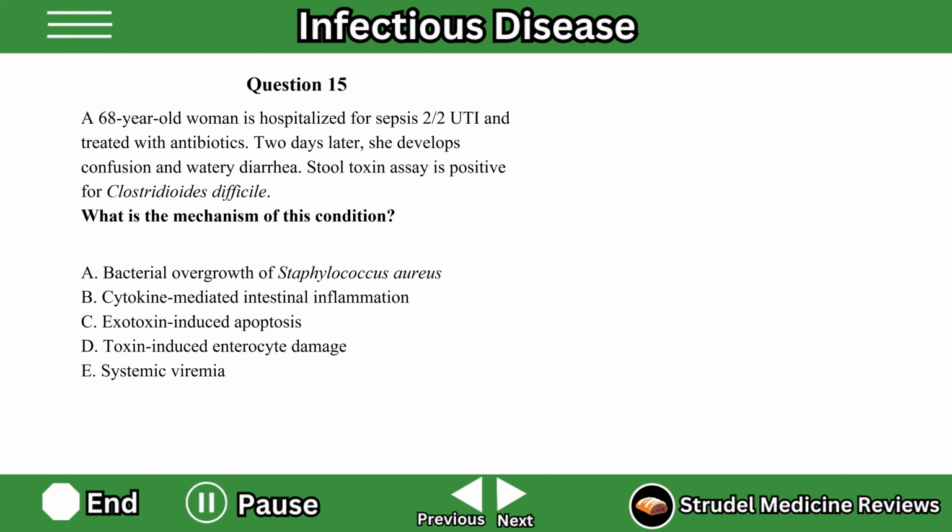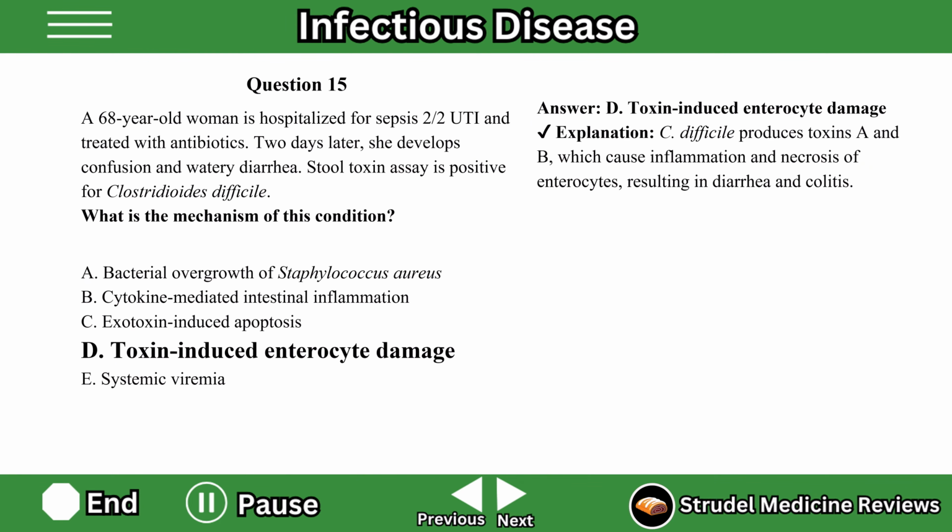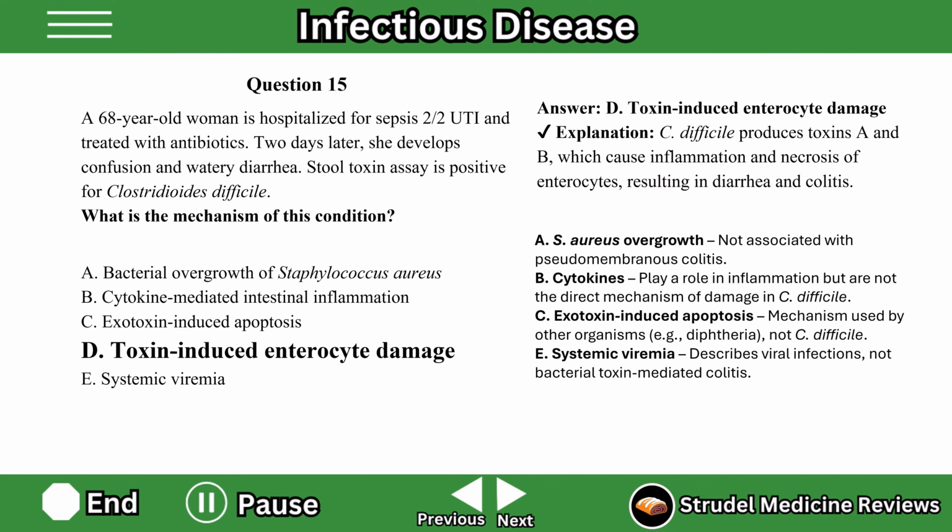So here you should be thinking of D, toxin-induced enterocyte damage. And remember that C. diff produces toxins A and B, which can cause inflammation and necrosis of your enterocytes, which will actually cause the symptoms. Going over the incorrect answers, Staph aureus overgrowth is obviously not associated with the mechanism of C. diff. Cytokines are not the direct mechanism of damage. Exotoxin-induced apoptosis is more like Corynebacterium diphtheriae, not really C. diff. And systemic viremia is from viral infections. All right, question 16.